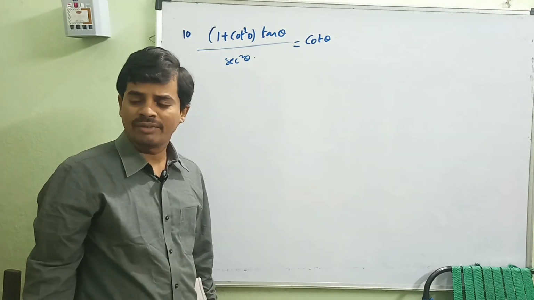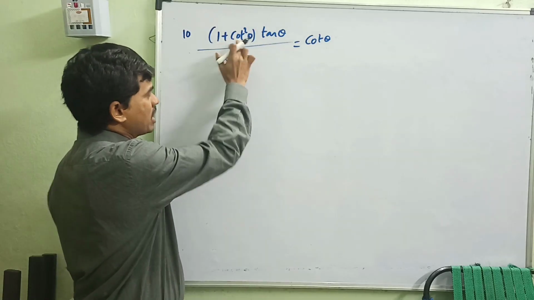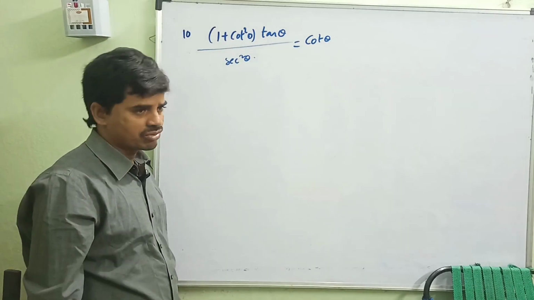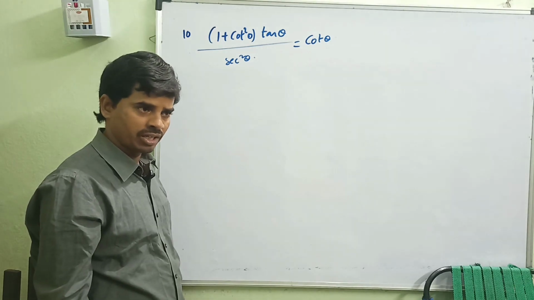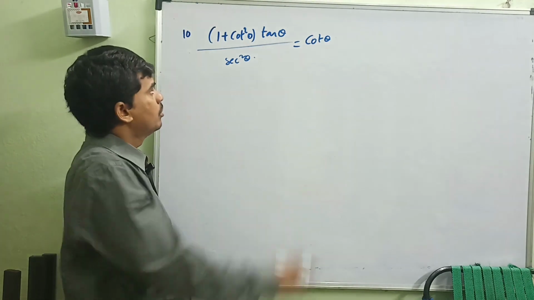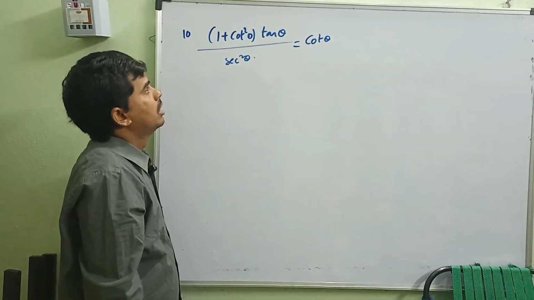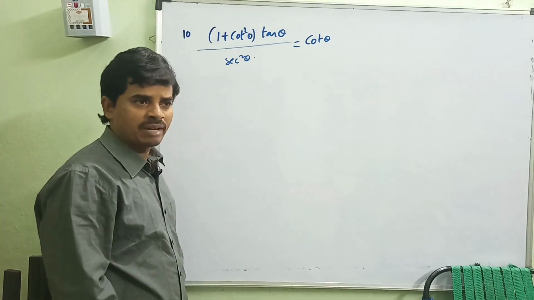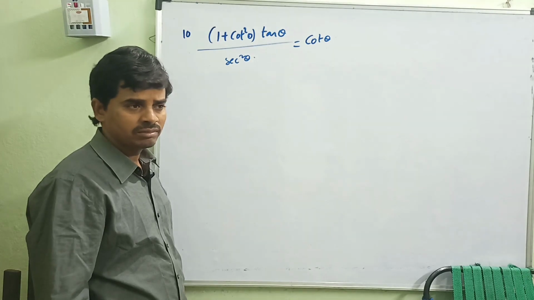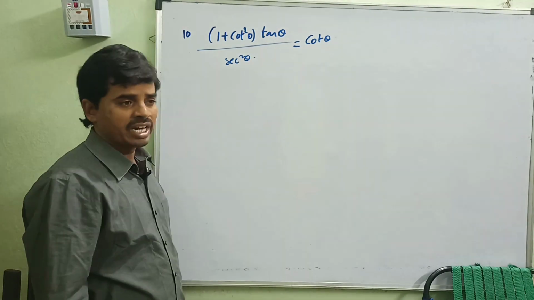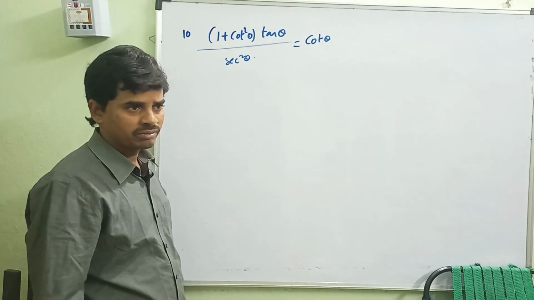See, what changes can we make, what are the possibilities? First, let us see. 1 plus cot square theta we can write as cosecant square theta, since cosecant square minus cot square theta is equal to 1. Secant square theta also can be written from secant square minus tan square theta equal to 1, so secant square is equal to 1 plus tan square.